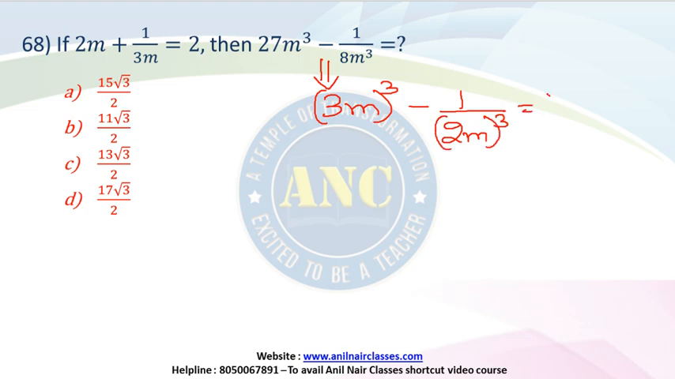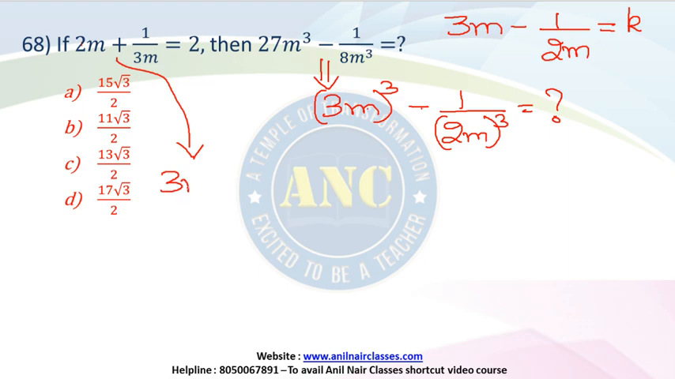That means if I want to find 3m whole cube minus 1 by 2m whole cube, I should know the value of 3m minus 1 by 2m. But the question is giving you 2m minus 1 by 3m. First, 2m plus 1 by 3m. First of all, forget about plus or minus. The coefficient of m is 2, but I want to get it 3. Multiply the numerator of the left hand side by 3, and I want this 2 to be eliminated. Divide by 2. That means the left hand side becomes 3m plus 1 by 2m.